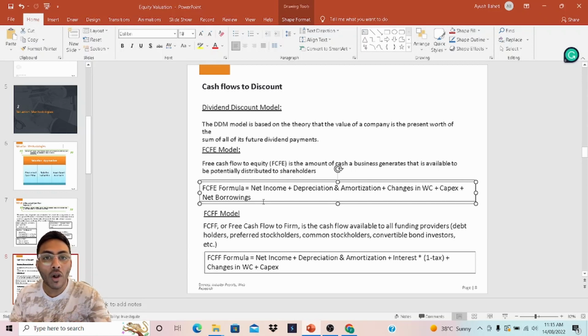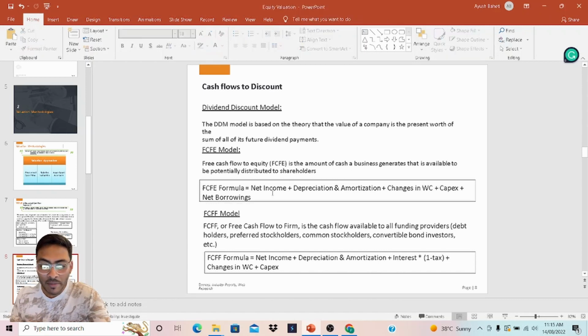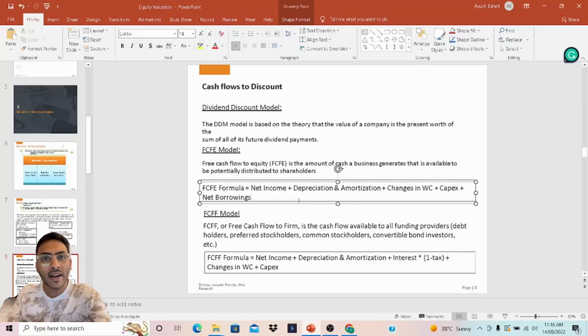That is why to deal with all these problems, we come up with the FCFE formula, where we start with net income, we add the non-cash items, which are depreciation and amortization, we incorporate the changes in working capital, we adjust for the capex, and we also add net borrowing, because at the end of the day, whatever cash is available in the business belongs to equity shareholders after paying the principal and interest component to the debt holders.